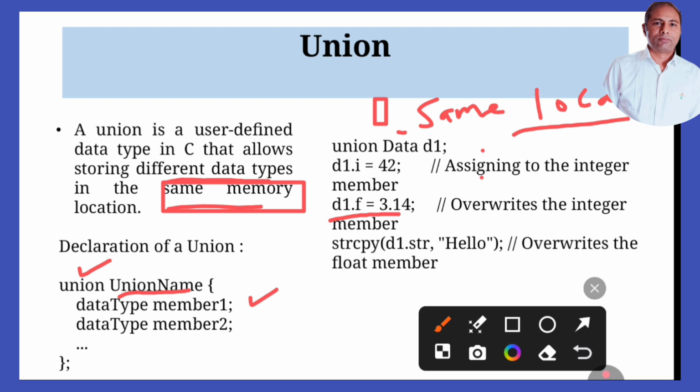It will override this place, and in the memory where the 42 was saved, 3.14 will be there. Now if we write another thing, that is hello, any string, then that string will be written over the 3.14. So we are storing different data types in the same location. This is known as the union.